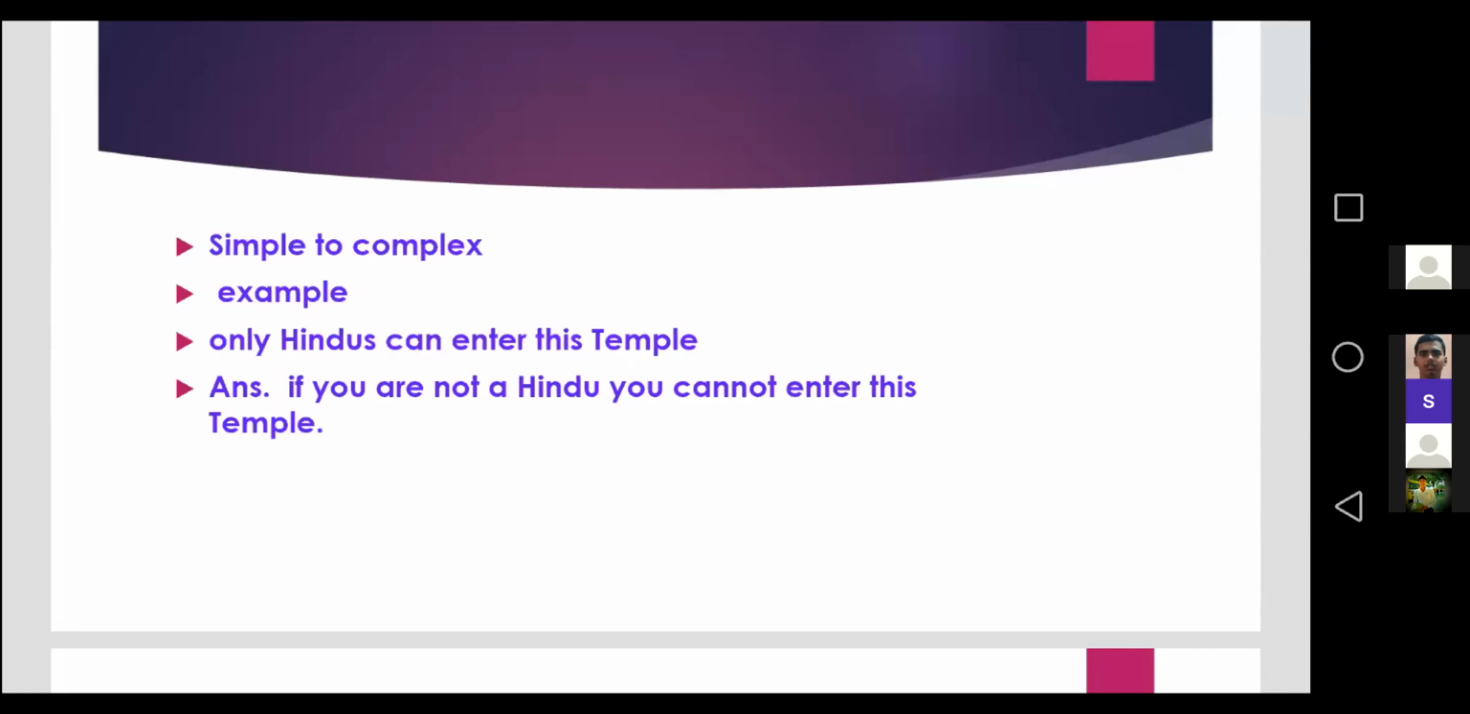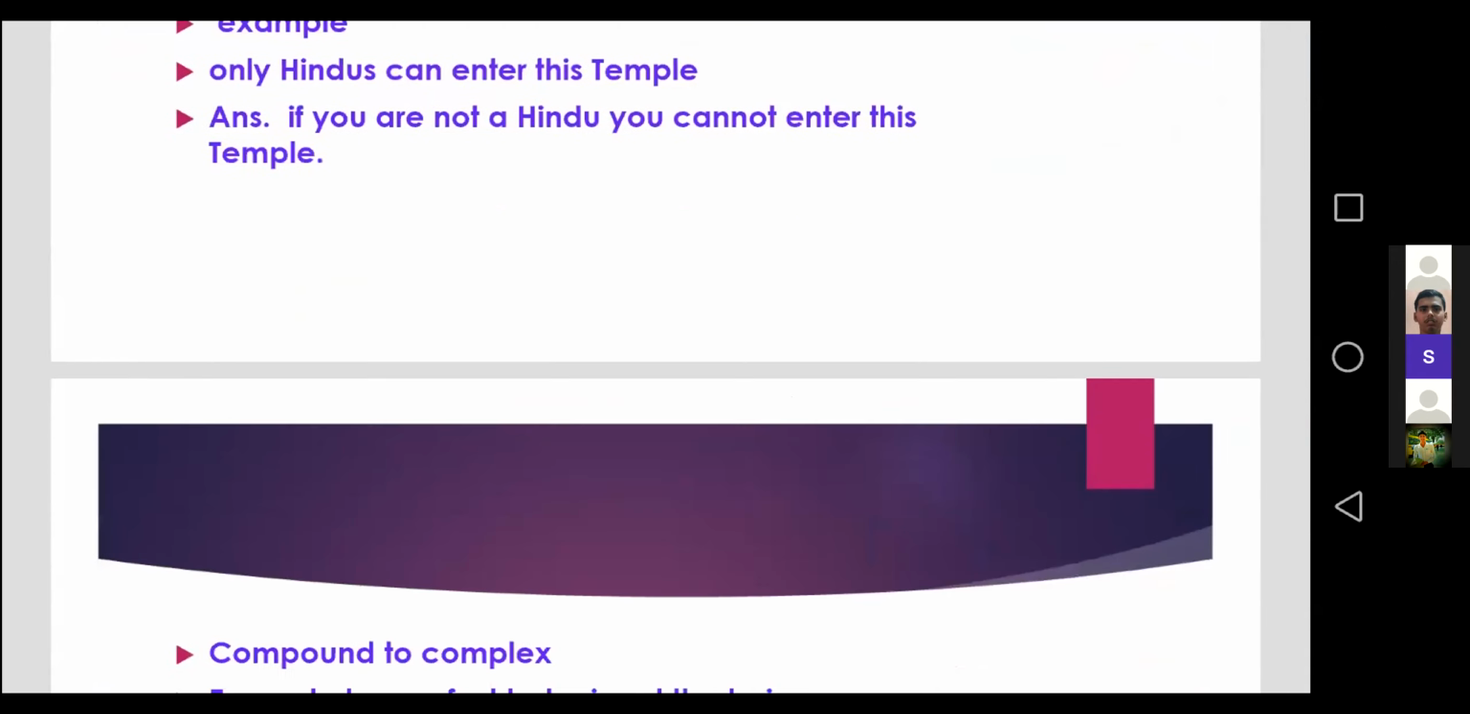And what type of subordinate clause is it? Can anyone remember? We have discussed the subordinate clauses, right? So what is this, if you're not a Hindu? Conditional clause. Perfect. Yes, because you have the word if, right? It indicates condition. So if you are not a Hindu is an example of a subordinate clause. And what type of subordinate clause is it? Adverb clause of condition. And you cannot enter this temple is the main clause. All right. So that was one example.